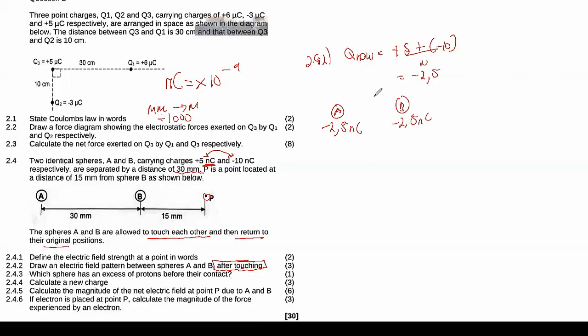Remember, like charges, they do what? They repel. So this is a negative, this is a negative. Hence, they repel and then they go back to their original positions. So the electric field that we should draw here is the one whereby this is a negative, and that one is also a negative. So always be careful when they say after touching. So we go like that, like this.